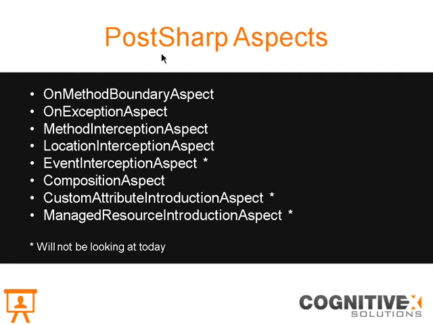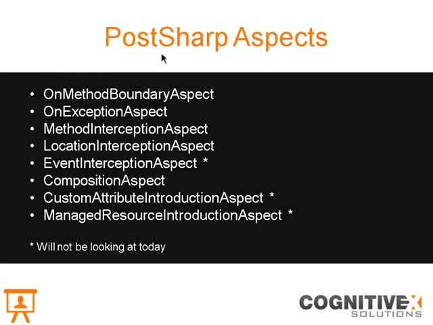Just as a side note, when you're creating your aspects, try to, as much as possible, use the on-method boundary or on-exception aspects, because they are the most optimized version of aspects in PostSharp, and they've built the compiler in such a way to optimize those two aspects especially.